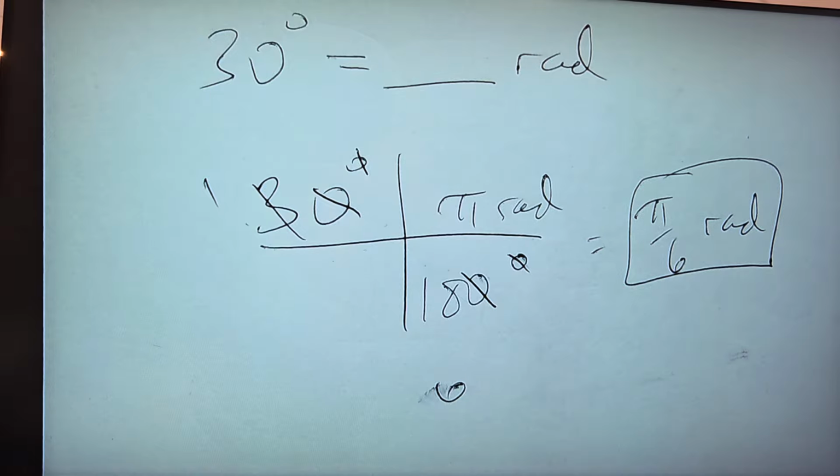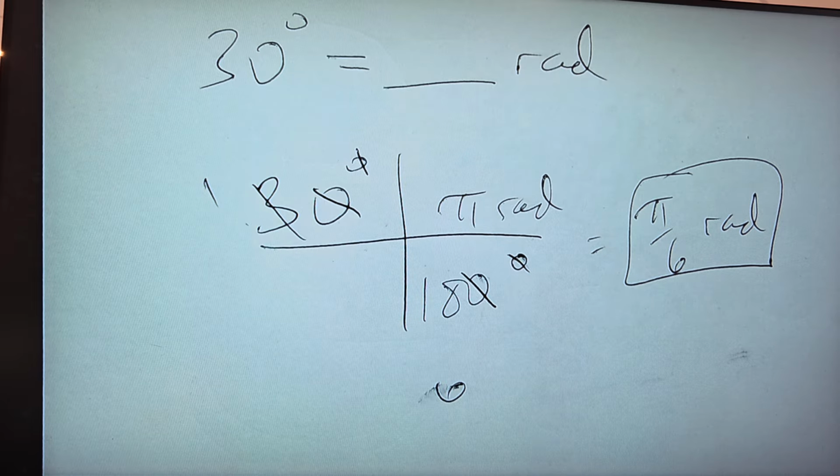So if somebody says the angle is 30 degrees, somebody else could say, oh, that angle is pi over 6 radians, and they're talking about the exact same measure. Pi over 6 radians is 30 degrees, the same way that 24 inches is 2 feet.